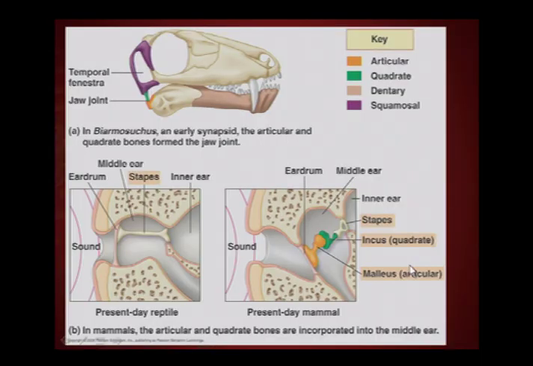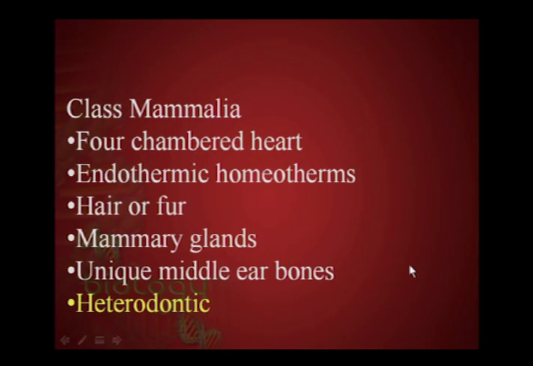And then also, we have a unique middle ear. So instead of having one middle ear bone like reptiles, we have three middle ear bones. And then also heterodontic means that we have different types of teeth in our mouth. Whereas reptiles will have only a single kind of tooth, we have different types of teeth in our mouth.